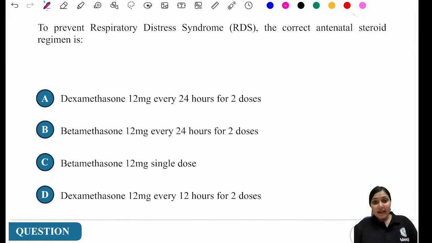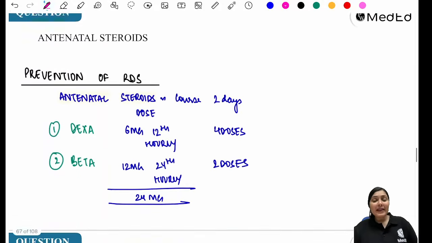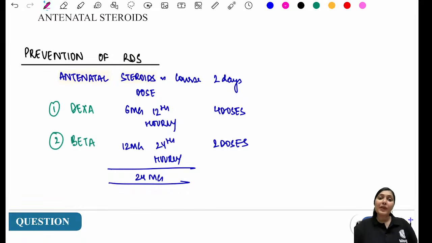To prevent RDS, that is respiratory distress syndrome, the correct antenatal steroid regimen is: dexamethasone 12 mg every 24 hours for 2 doses, betamethasone 12 mg every 24 hours for 2 doses, betamethasone a single dose, or dexamethasone 12 mg every 12 hours for 2 doses. What do you think is the correct answer over here? Yes, it's option B, that is betamethasone 12 mg every 24 hours for 2 doses. Let's revise the antenatal steroid regimen for the prevention of RDS. So here we give a course of antenatal steroids over 2 days.